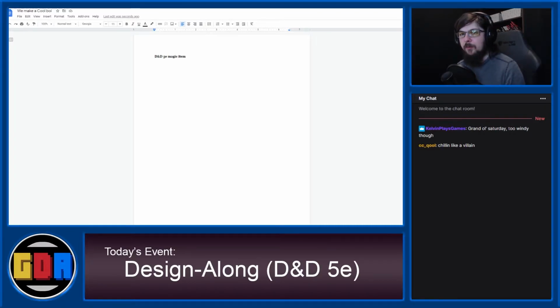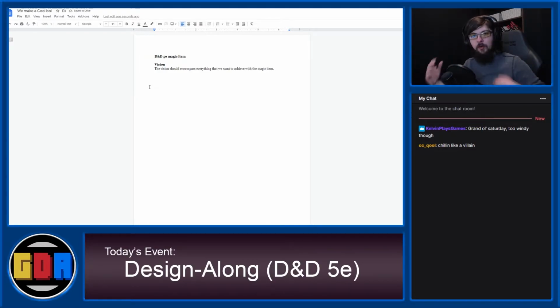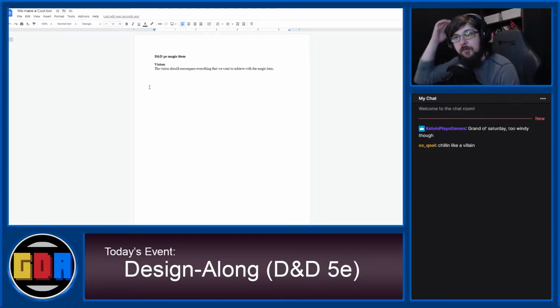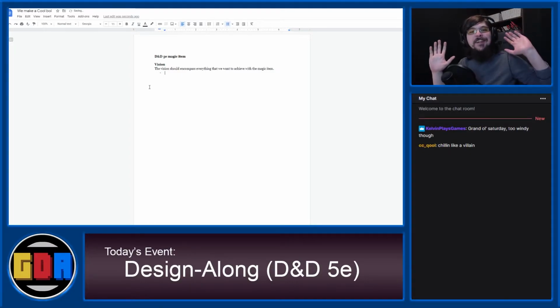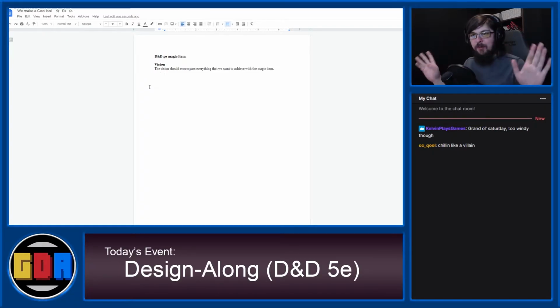So the first thing we need to start with is our vision. The vision should encompass everything that we want to achieve with the magic item, right? Okay, so if that's our vision, that's our broad goal for the vision. We want to establish all of the things that we're trying to achieve with the magic item. However, we're not just making a magic item in D&D. We're going to approach it like proper professional game designers with good process, who are very rigid and strict in how we actually put together the design.